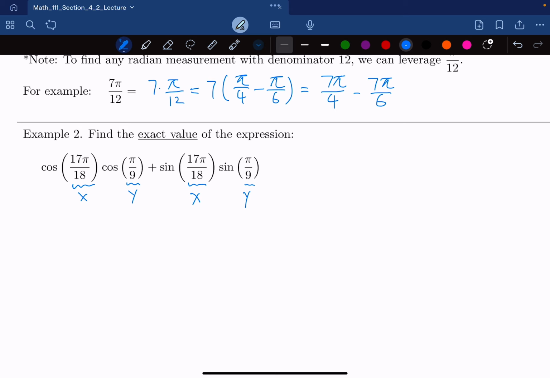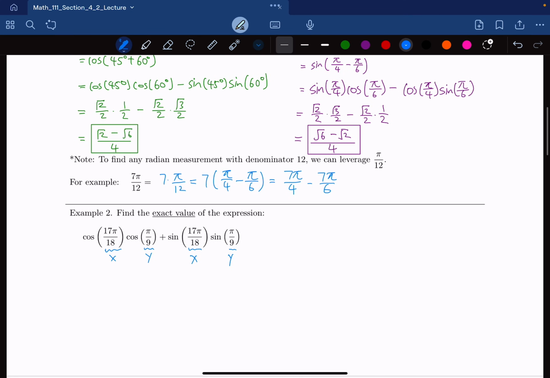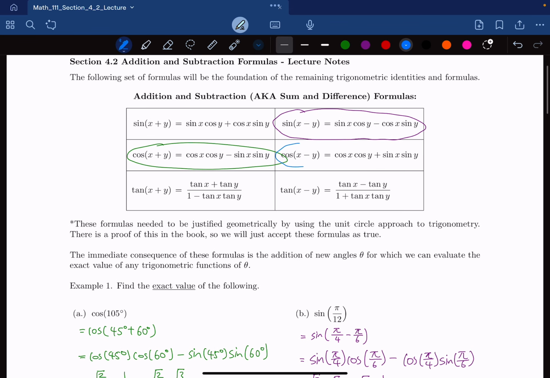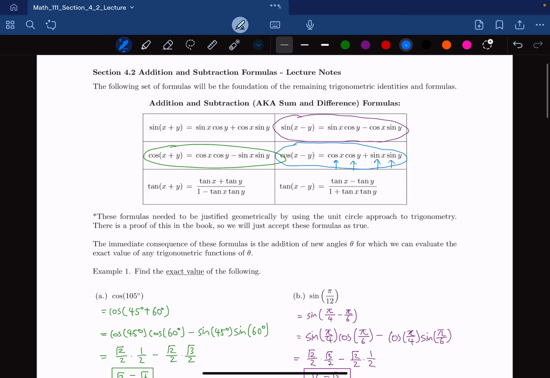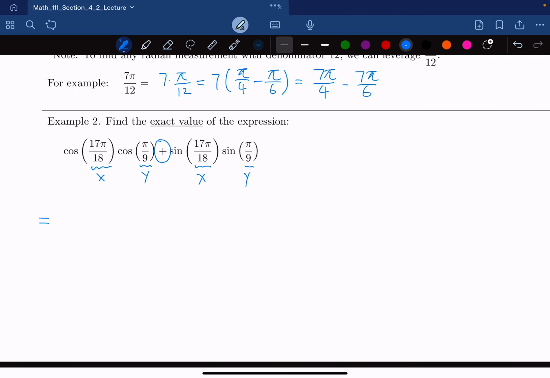So what this does is it reminds me of the cosine formula. In fact, because I have an addition here, I'm reminded of this version right there. So again, the double cosine plus the double sine. Okay, that means I'm really working with the difference formula for cosine. So what I can do is simply rewrite this entire expression as cosine of 17 pi over 18 minus pi over 9.